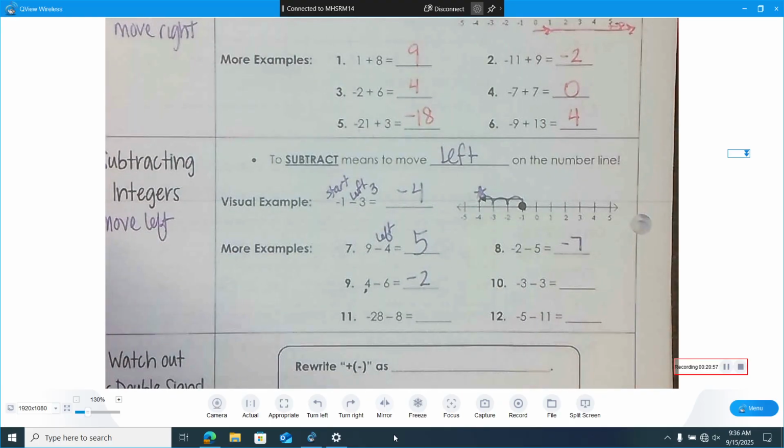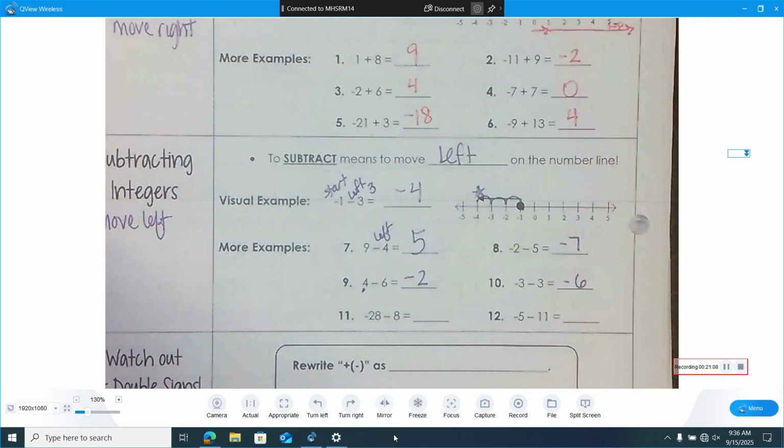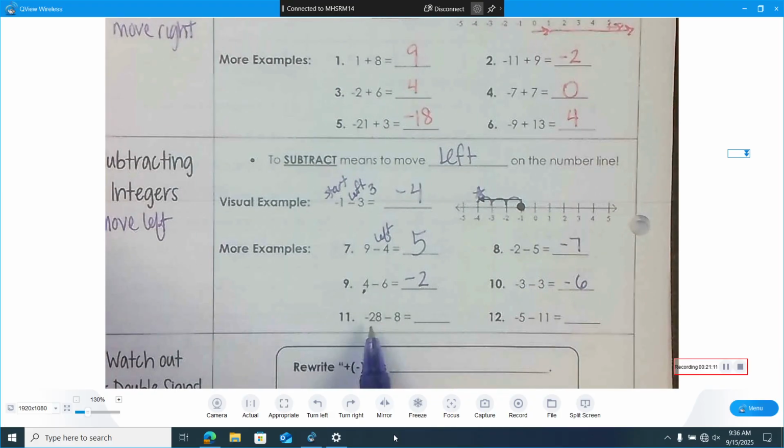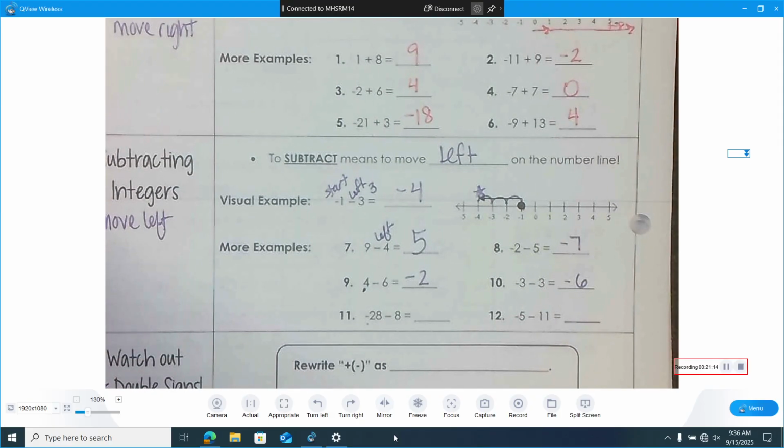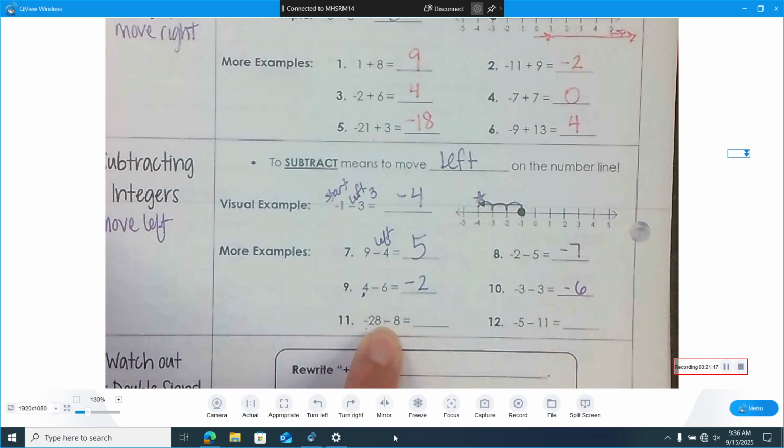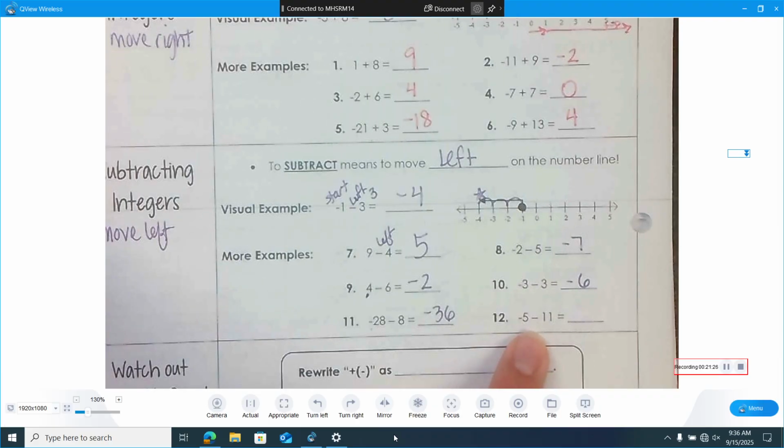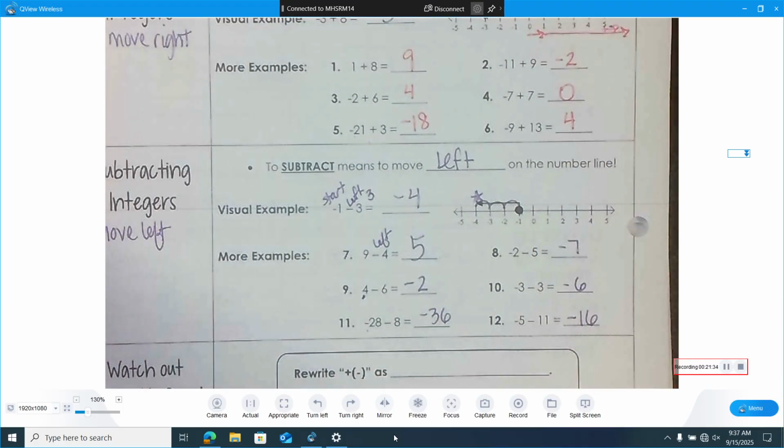On number 10, I'm starting at -3 over here on the left side, but then I got to go left 3 more. Where do we end up? -6. Very good. Number 11, -28 is way far to the left, but then it says go left 8 more spaces. Where do we end up? -36. Very good. And in number 12, if we start at -5 and move left 11 more spaces, where do we end up? -16. Beautiful. All right. Do you guys have any questions for me?